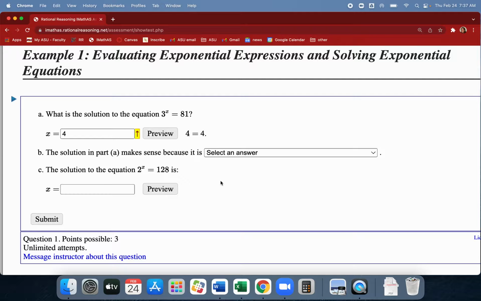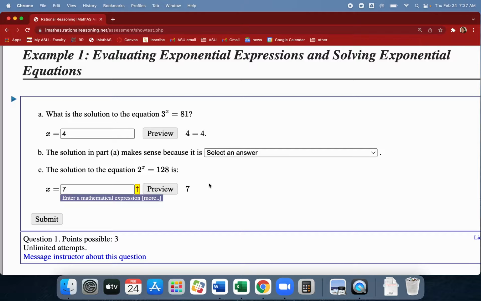2 to the x power equals 128. Any thoughts on that one? It's bigger than 4. 16? I think it's less than that. That sounds right. I'm like, 2 times 2 is 4, 8, 16, 32, 64, 128. So just doubling repeatedly takes 7 factors of 2 to make 128.